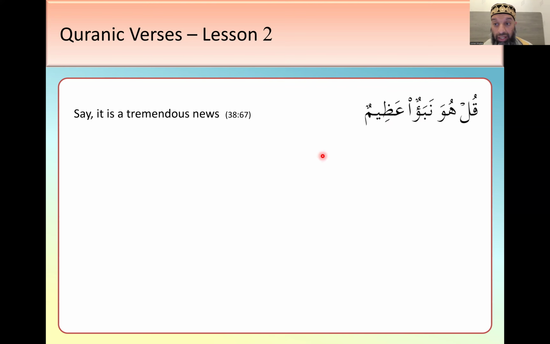Okay. So again, Naba'un is news, and then its description, what sort of news, comes afterwards. This one is indefinite. This one is indefinite. This one is male. This one is male. This one ends in a double dhamma. A double dhamma. So this one also ends in a double dhamma. Okay.